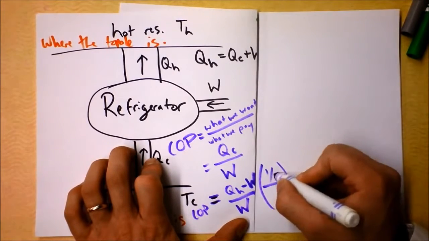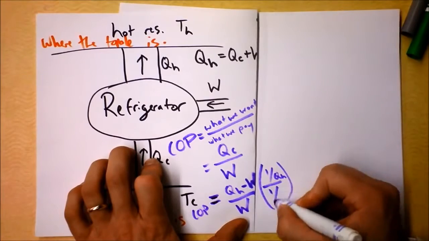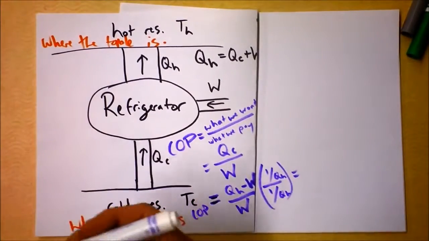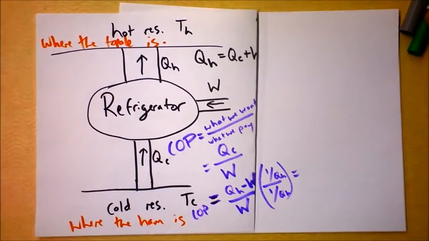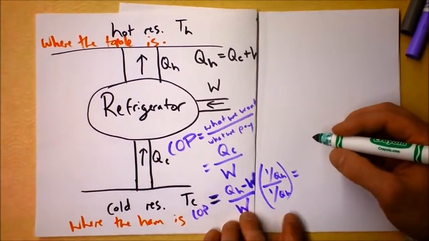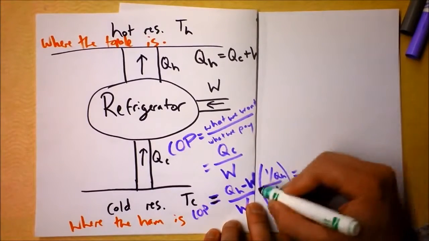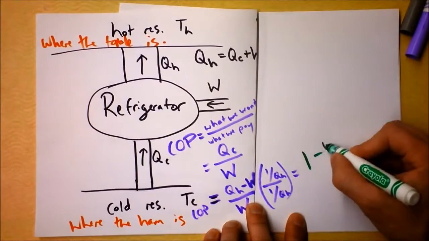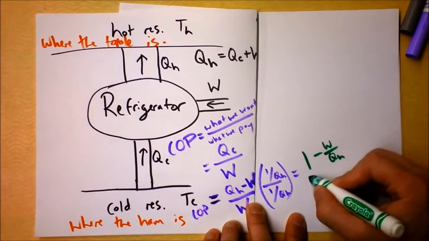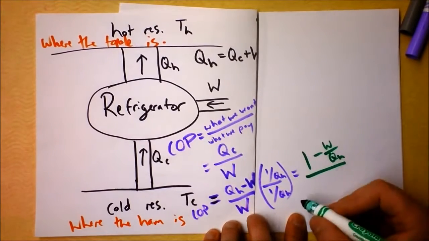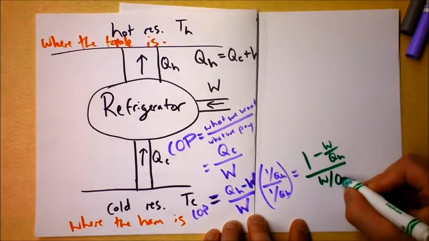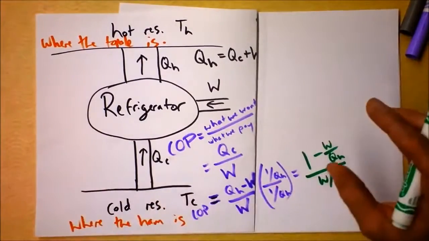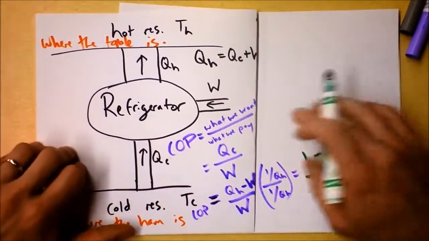I'm going to divide this by QH and that by QH, and that won't change my answer at all. As I distribute, I get QH divided by QH is 1, and then I subtract W over QH, and then I divide that by W over QH. W over QH is kind of an efficiency, right?